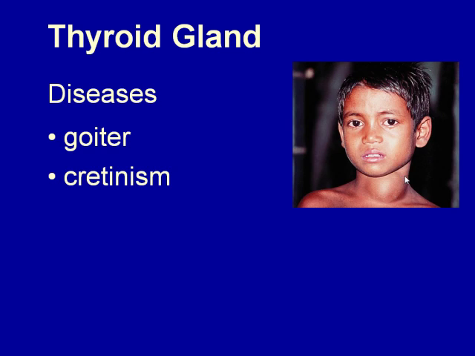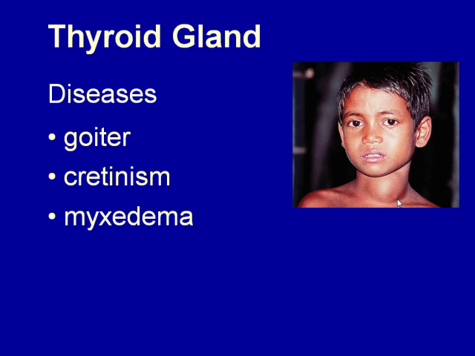Cretinism is what occurs if T3 and T4 are secreted in inadequate amounts in childhood. Since you need an active metabolism for the brain to grow, for muscles and bones to grow, for anything to grow, these children tend to be dwarfs, and their brain doesn't develop, so they're also mentally retarded.